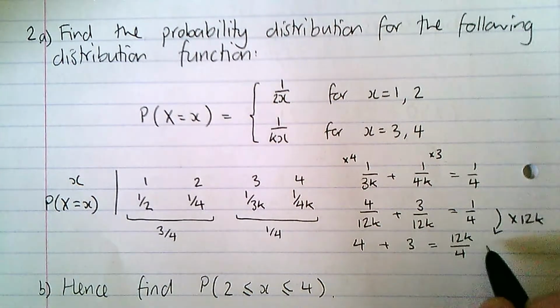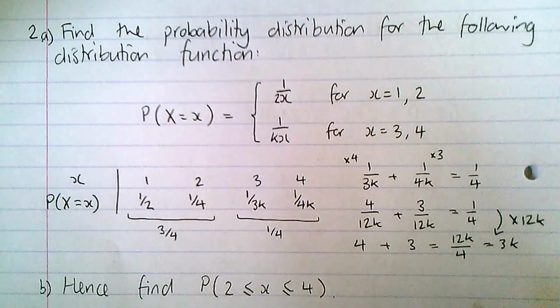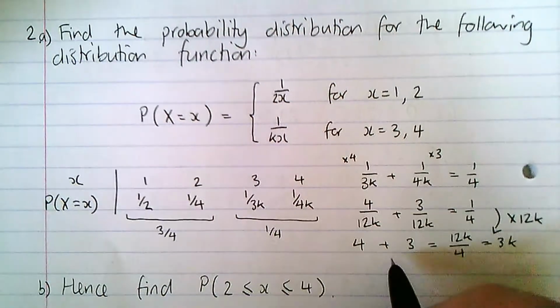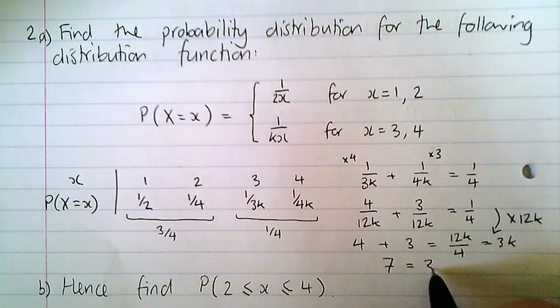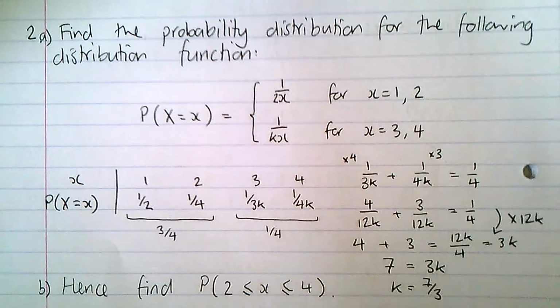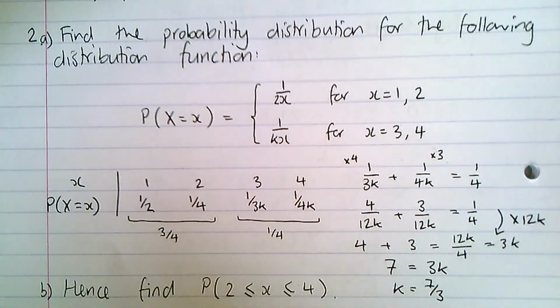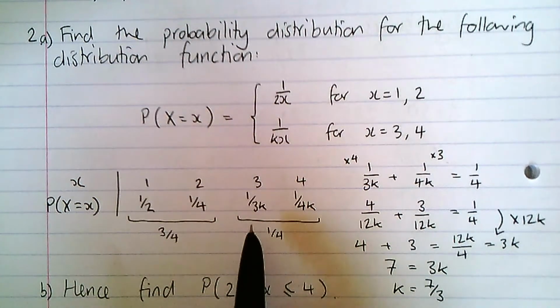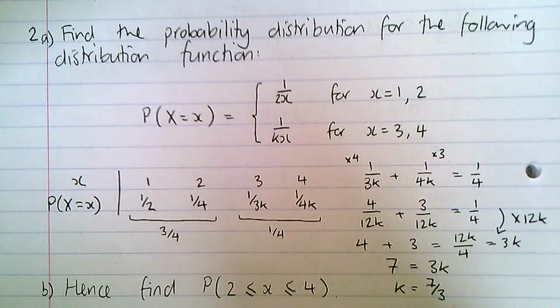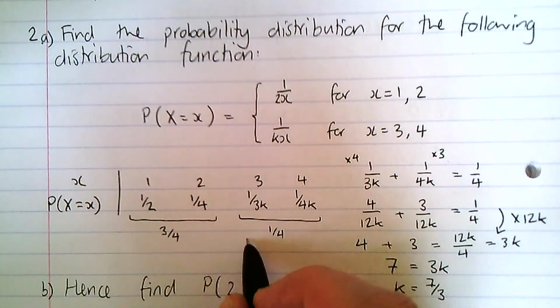Well, 12k divided by 4 is just 3k, isn't it? So actually here we've got 7 equals 3k. So I'm going to write that 7 equals 3k, giving me k equals 7/3. So now we can substitute this back in here. So 3 times 7/3 is going to be 1/7. So this one here is 1/7.